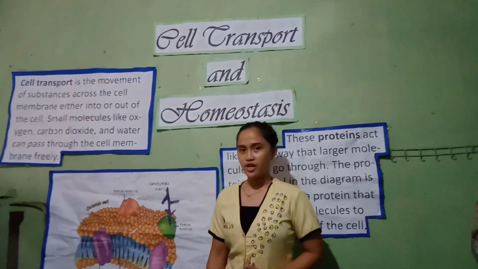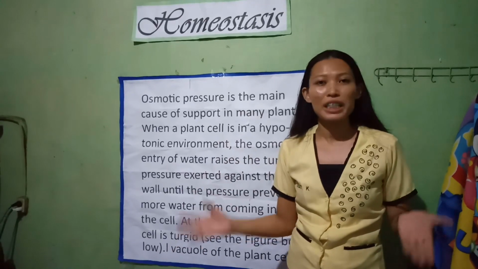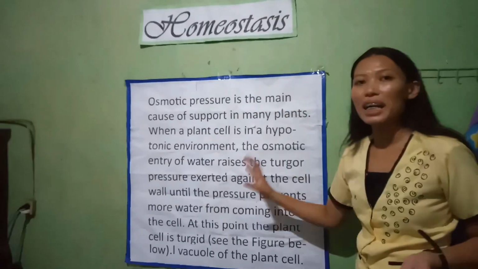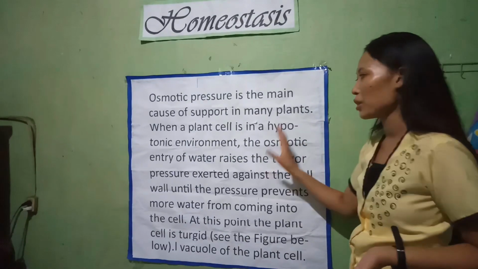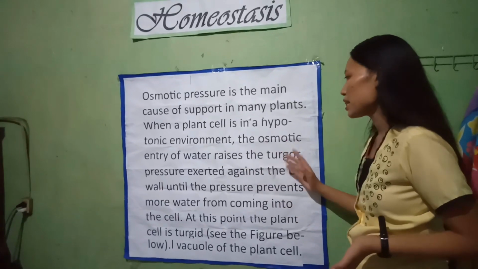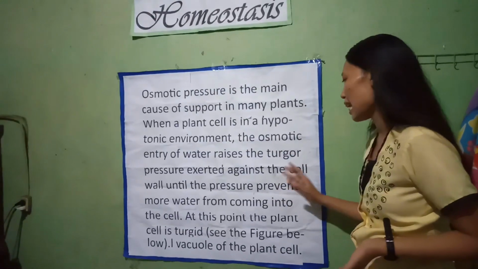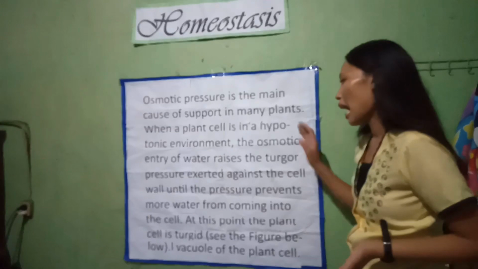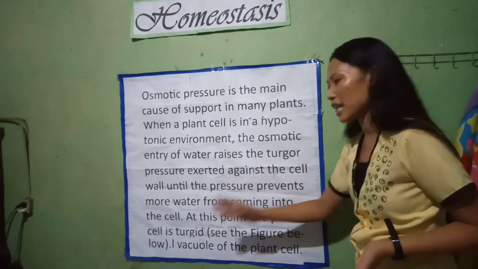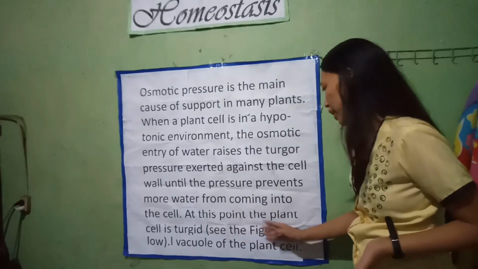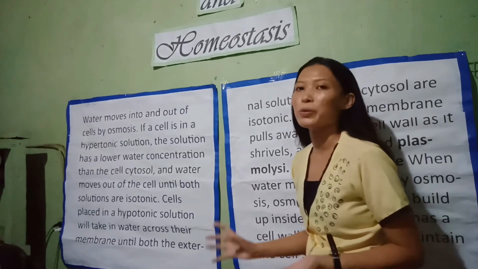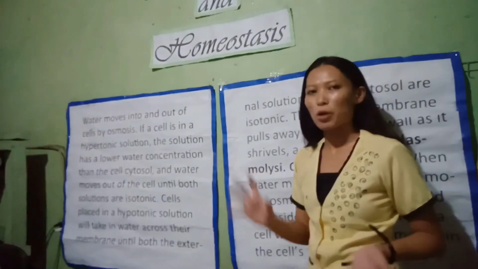Osmotic pressure is the main cause of support in many plants. When a plant cell is in a hypotonic environment, the osmotic entry of water raises the turgor pressure exerted against the cell wall until the pressure prevents more water from coming into the cell. At this point, the plant is turgid. Water moves into and out of the cells by osmosis.